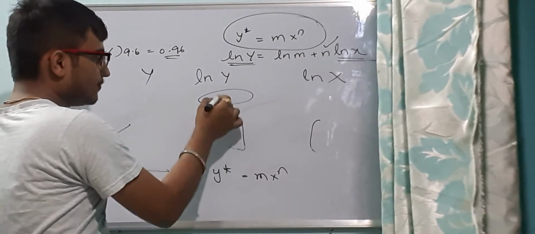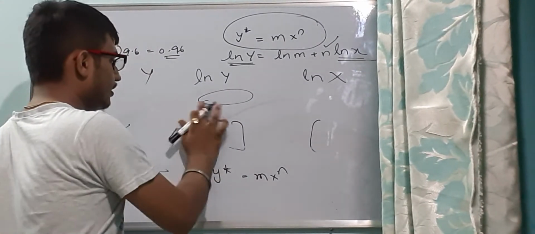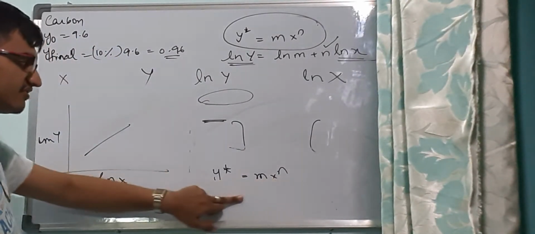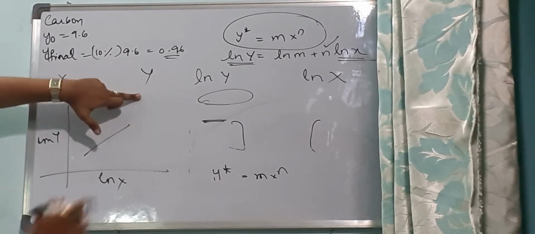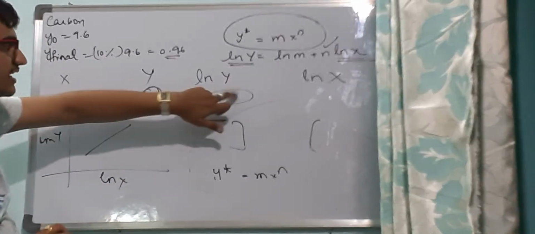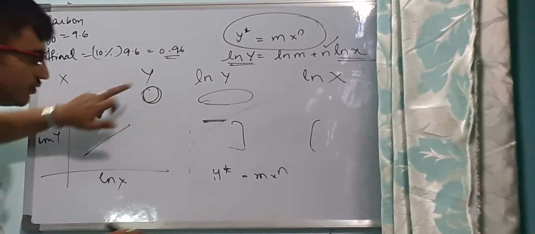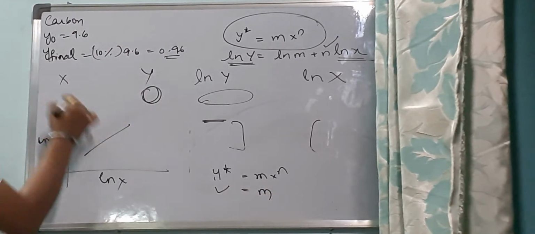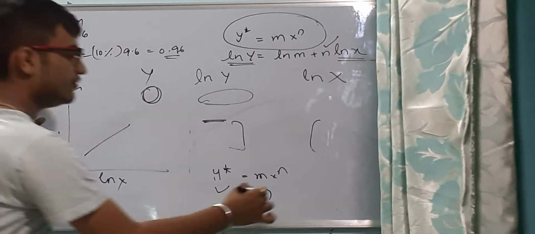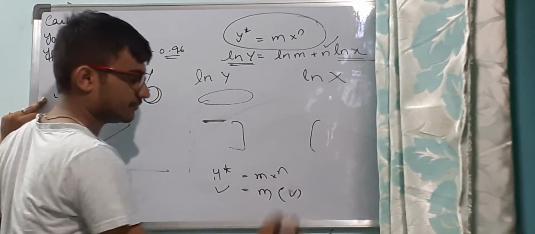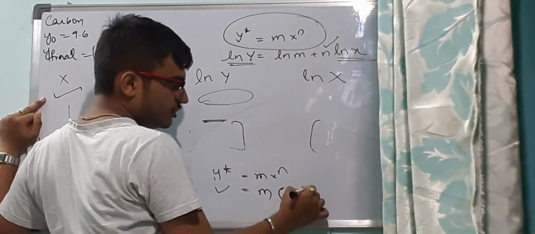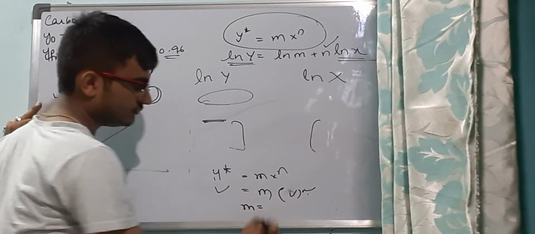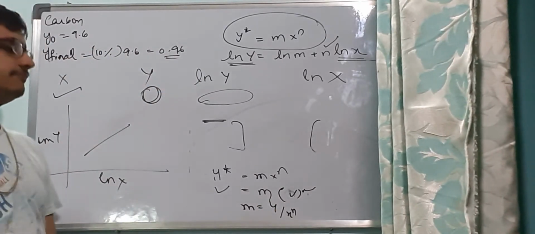Let us say I will select this first point. Here it is y. These are not ln values. These are your y values. So at that corresponding point, whatever is the y value, you place it here, is equal to m into, at that point whatever is the corresponding x value, that you place into x power n. N you already got from the slope. Now all the values are known, so you can find m as y by x power n.